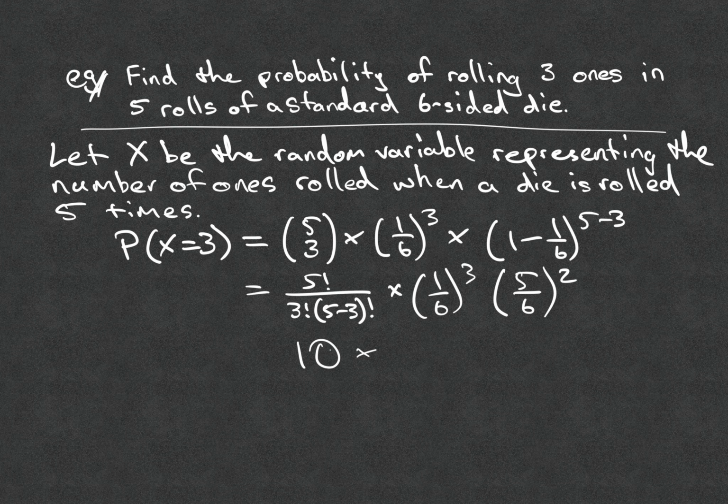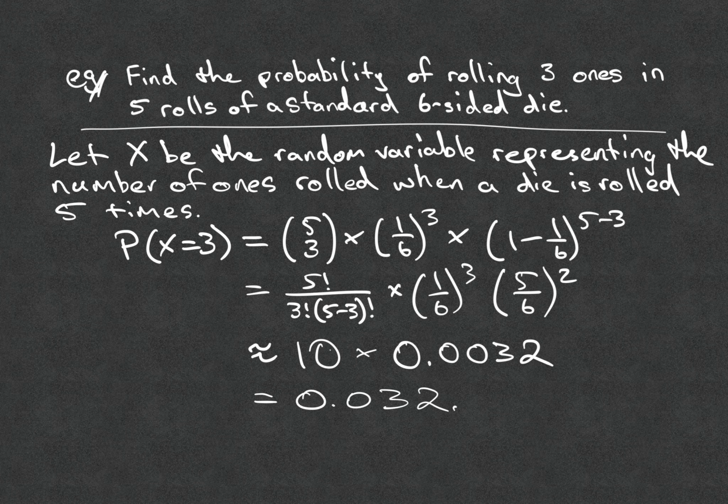And then the 1 on 6 to the 3, 5 on 6 to the 2 is going to be approximately 0.0032. And finally, evaluating that out, 0.032. So the probability of rolling 3 ones in 5 rolls of a standard die is pretty unlikely, 0.032.